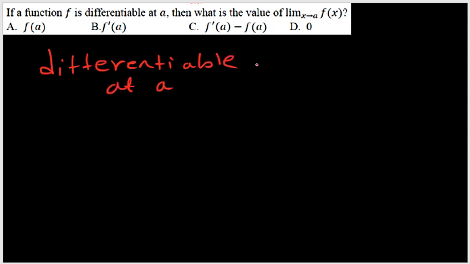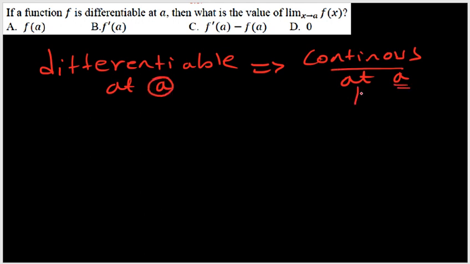Our next question: if a function f is differentiable at a, what does this mean? It is continuous at a. Differentiability implies continuity, but continuity doesn't imply differentiability. So a given function, if it is differentiable at a point a, we can say it is continuous at point a.